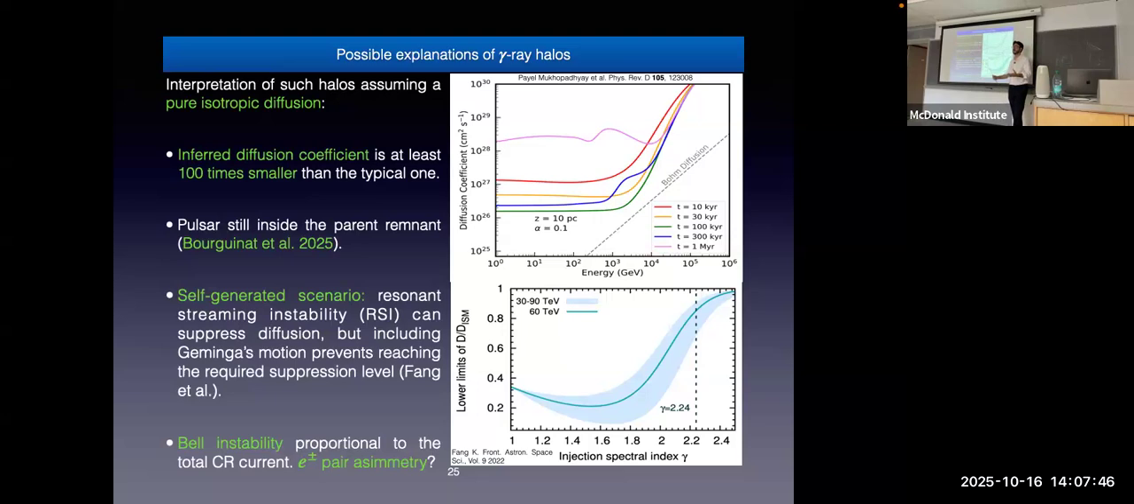You need to stretch them in order to assume that the pulsar is still inside the remnant. The main problem is that for these pulsars, they are too close to us, and usually we don't detect the supernova remnant itself. So it's difficult to understand what is the environment in which they are.